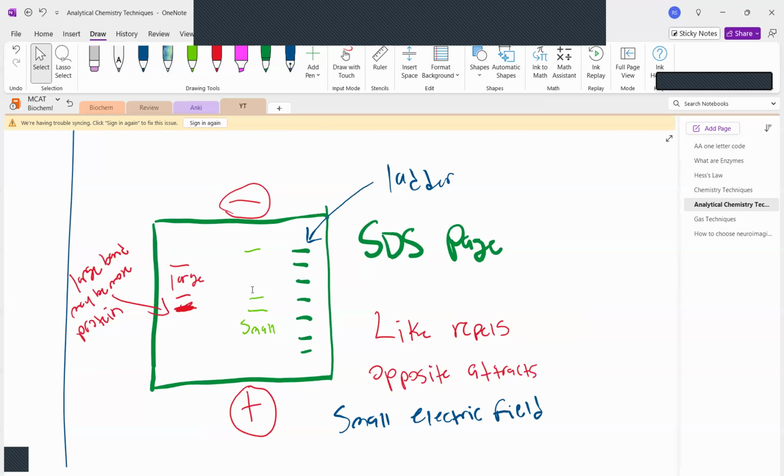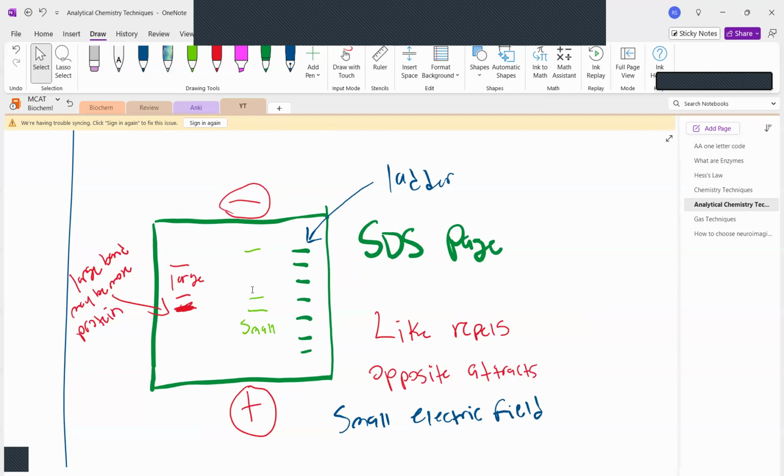When you load up all of your compounds, when you denature the proteins in Western blotting, there can be a lot of different proteins inside each of your little vials of interest, your loading of interest. So it's the same thing: like charges repel each other, opposites attract.